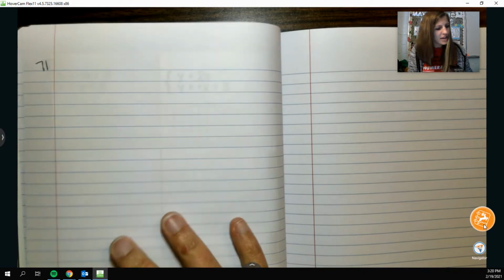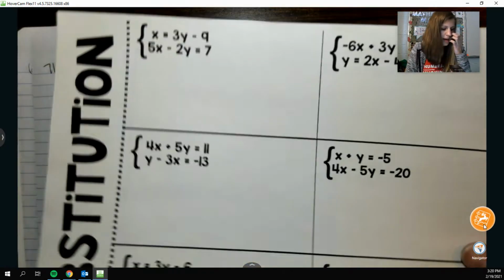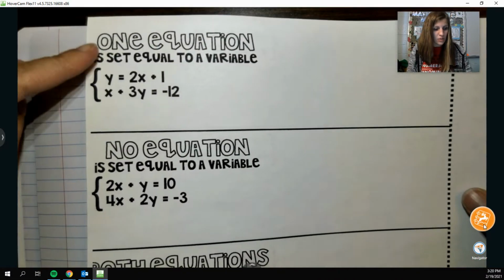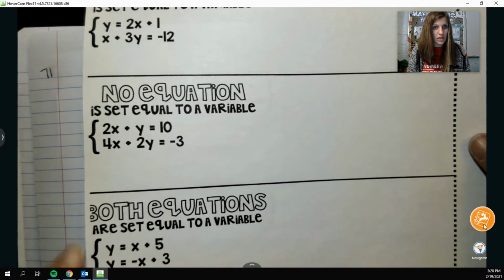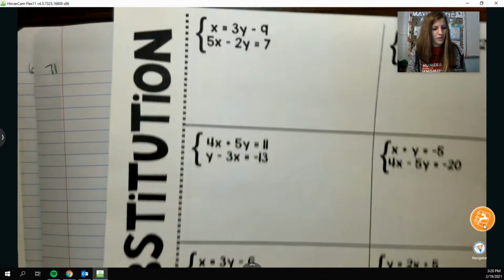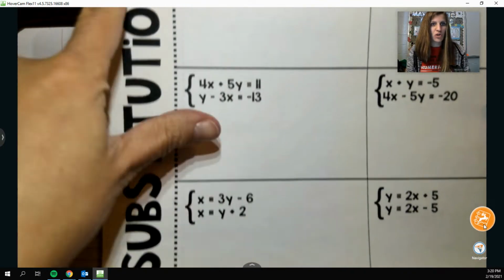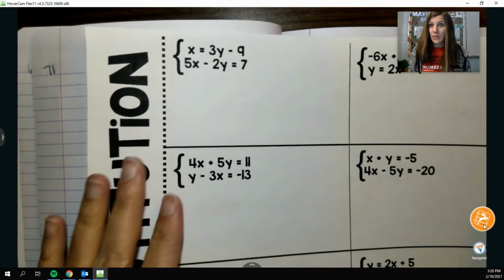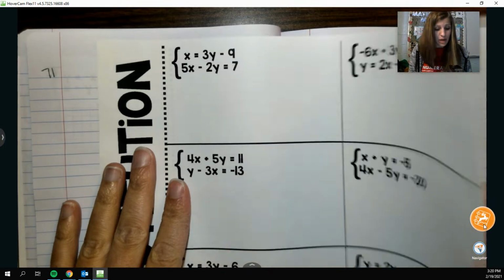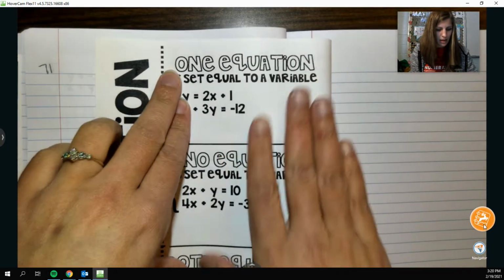So on page 71, are we going to skip it or are we going to do it? We're going to skip it. Okay. No, I lied. We'll put this on there. So the next page that you have in your notebook will actually look like this. One equation, no equation, both equations. If you flip that over, you should see the word substitution along the side. We're going to fold this one backwards like a book. So fold that back like a book right here.